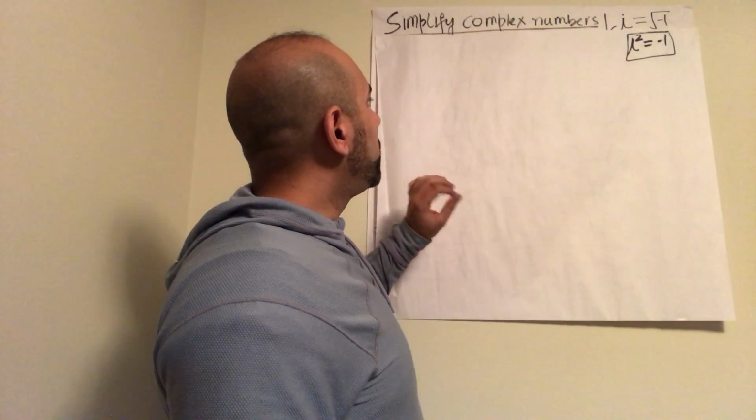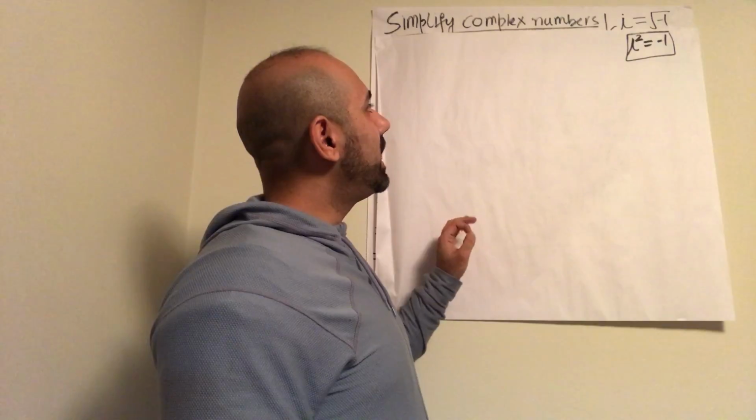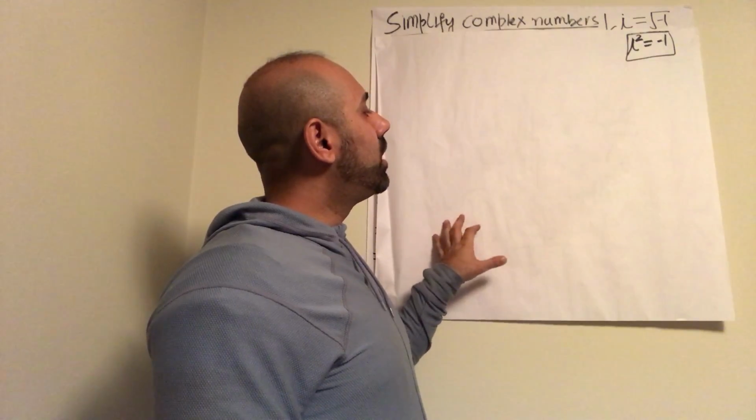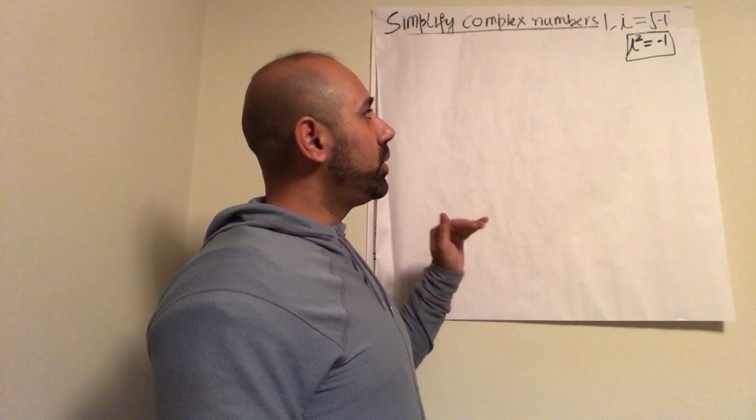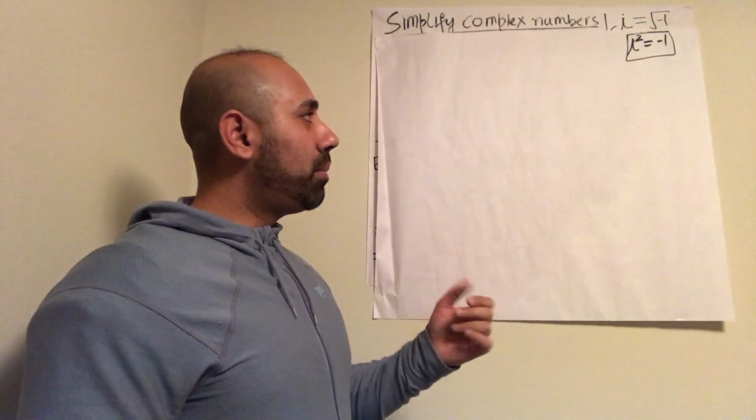In this lesson, I want to talk about two other types. First, how do we multiply two complex numbers, and second, how do we divide two complex numbers. We already learned how to add complex numbers and how to subtract complex numbers.